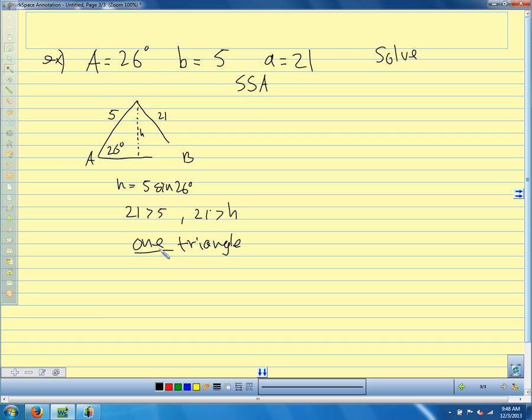And we can just proceed with the law of sines, just like we've done before. So I would find angle B using the law of sines. That would let me find angle C, and then I could find side C. I'm not going to go through that. We did that yesterday. We know how to use the law of sines. From here, we would just use the law of sines. Questions there?